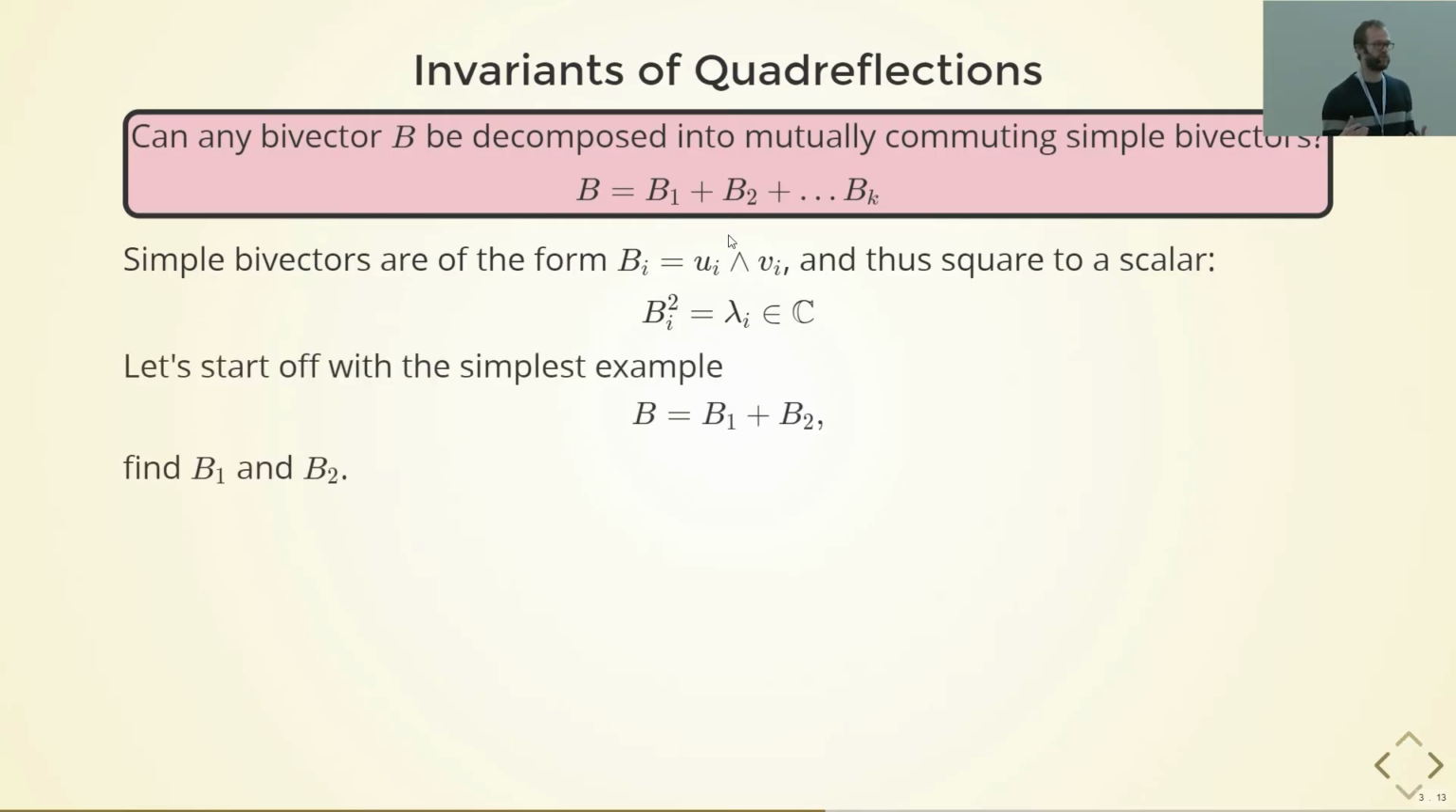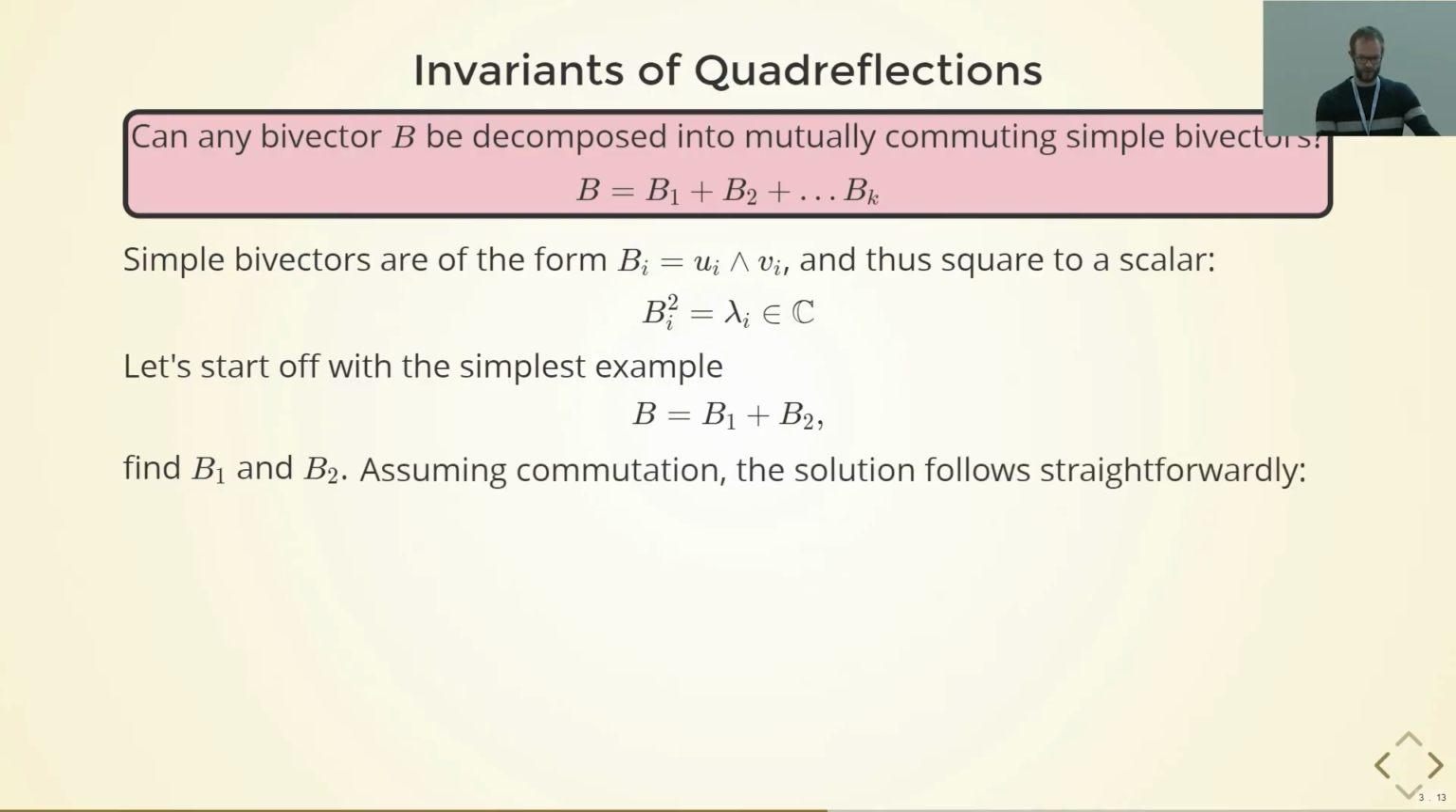So let's start off with the simplest example, and that is I say I have a bivector b, and it's the sum of b1 and b2. And I want to find b1 and b2. And in this case, it's actually quite straightforward. If we assume commutation, we can find the answer very rapidly and then verify that it works.